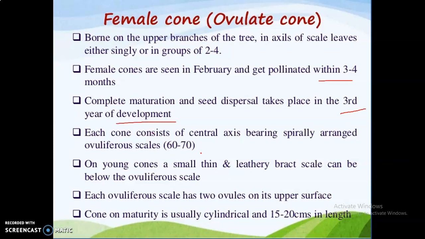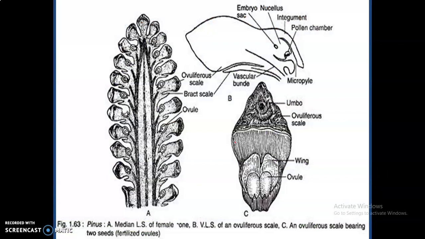Each cone consists of a central axis that has 60 to 70 ovuliferous scales. Below the ovuliferous scales can be seen the small, thin and leathery bract scale. This is the structure of the female cone, consisting of the ovuliferous scales and ovules, about 60 to 70. This is the structure of an ovuliferous scale bearing 2 seeds. On the upper side, these 2 ovules are present on this wing-like structure. The upper part of the ovuliferous scale is triangular in shape, also termed the umbo.